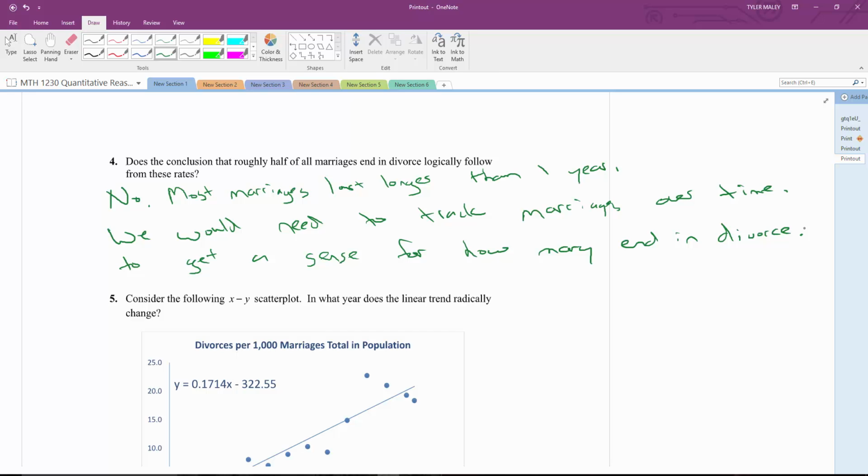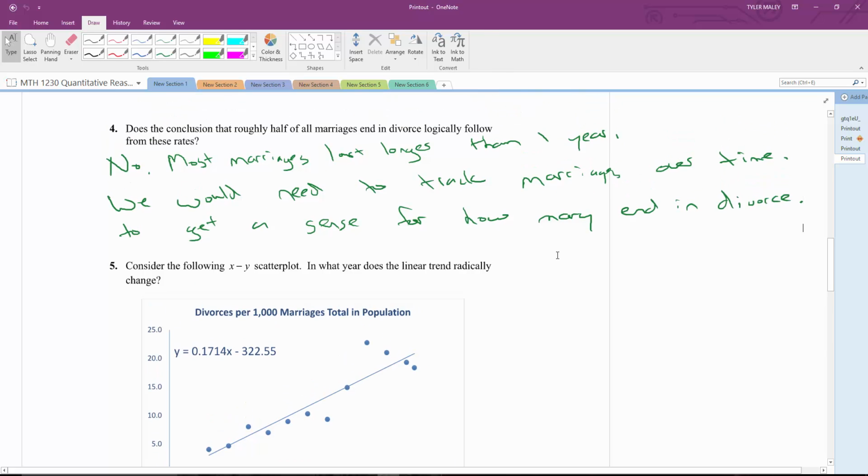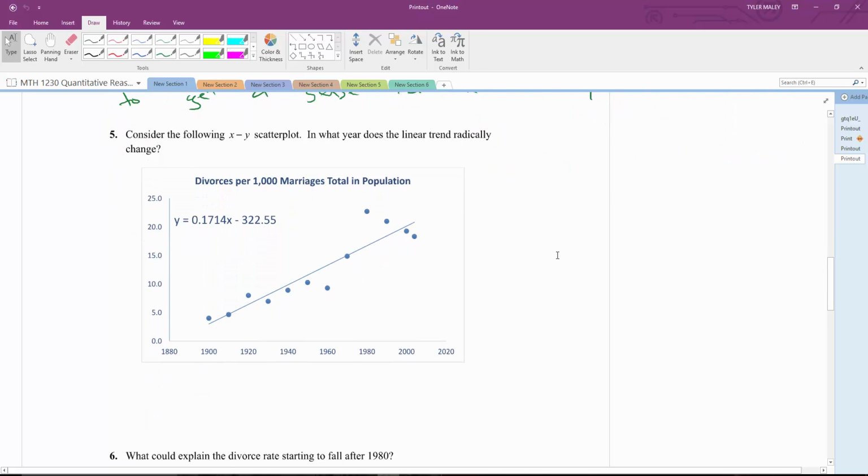So it's just important to note that our data doesn't necessarily logically follow that half of all marriages end in divorce. So you got to be careful with that, because I could see some newspaper getting a hold of that type of data and coming to that conclusion. So it's important to be critical thinkers, have high quantitative reasoning skills to make sense of that and be like, no, that doesn't make sense. Or maybe you're the one writing the news article, so you need to be able to know that I can't say that, or I can't draw that conclusion.